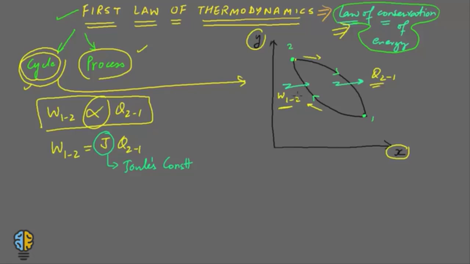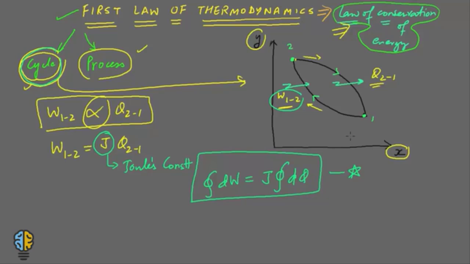This is a single value, but a lot of heat and work quantities go in and out of the system while it is performing a cycle, so we take a cyclic integral. The cyclic integral of the net work transfer of the system is equal to J, the Joule's constant, times the cyclic integral of the net heat transfer of the system. This is the first law of thermodynamics for a system which is undergoing a cycle.